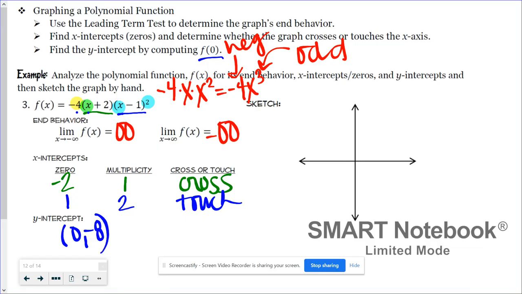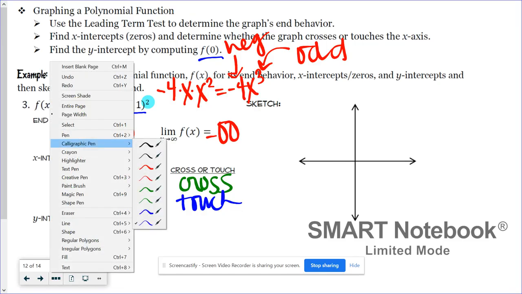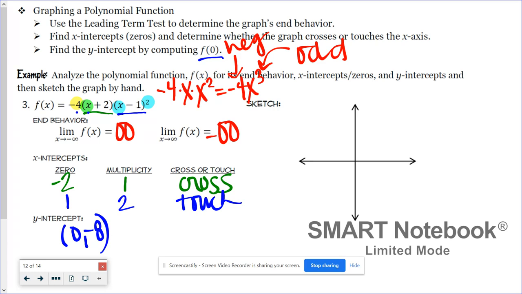So now let's put this all together. The first thing that I like to do is plot all my intercepts. I've got an x-intercept of negative 2. I have an x-intercept of 1. And I have a y-intercept of negative 8.